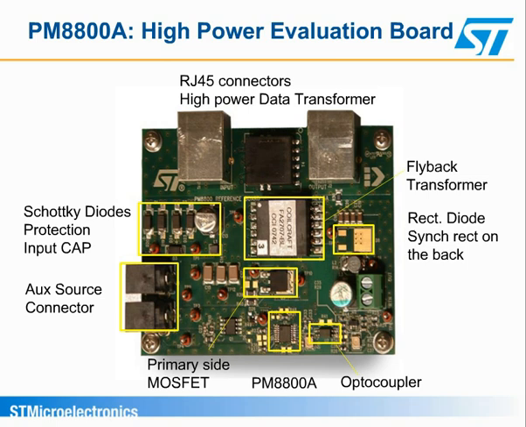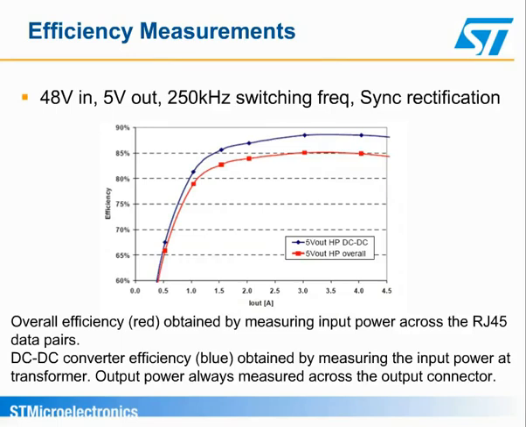at the secondary side. In the next two slides, we show some efficiency measurements taken from the evaluation board and provided in the application note, which is on the web. Let's examine first the 5-volt output high-power board with synchronous rectification. The blue curve is the efficiency measurement we can expect for the DC to DC portion of the device, which is basically the efficiency measured due to the flyback section only.